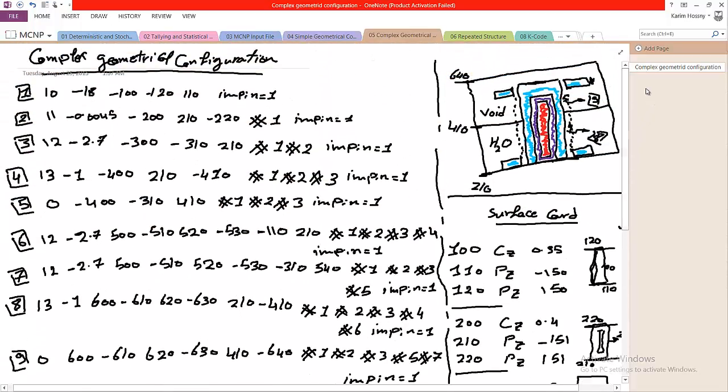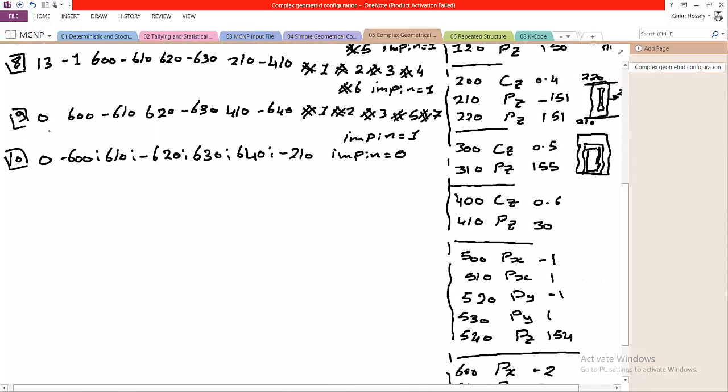Here's the last cell that we were describing, anything that is here, here, here, or here. Importance of neutron equals 0. Let's write some data cards so we can write this code in the visual editor, see the geometry, and check if there are any errors.